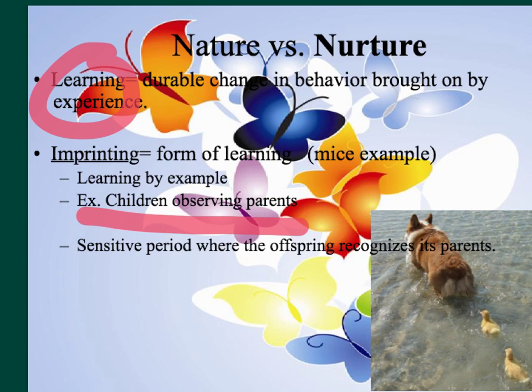We also know that there's something called the sensitivity period, where the offspring recognizes its parents. So we hear a lot about how birds often imprint with other organisms. And in this picture, you can see that this dog has imprinted on these ducks. Some of you may remember that from the Twilight trilogy. I can't even remember, was it Jacob who imprinted on Bella's daughter? If you're a big Twilight person, you'll remember that.